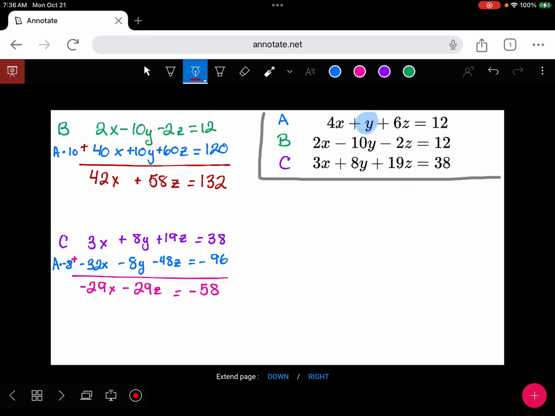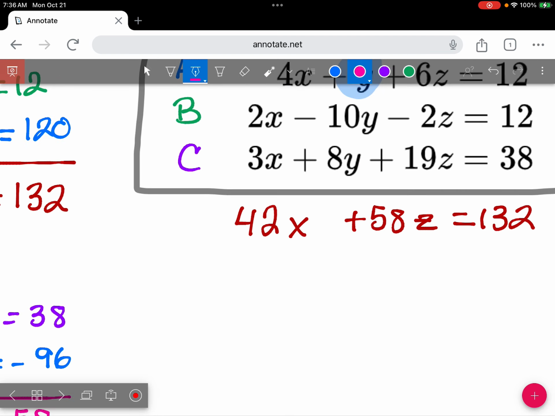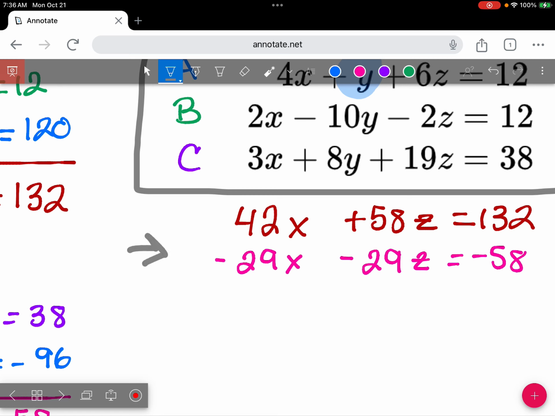Because now what we have left over, I have 42x plus 58z equals 132. And I have this equation here, the negative 29x minus 29z equals negative 58. And this is just another system now. So these are the systems that we gave you last week. This is a two-variable system.